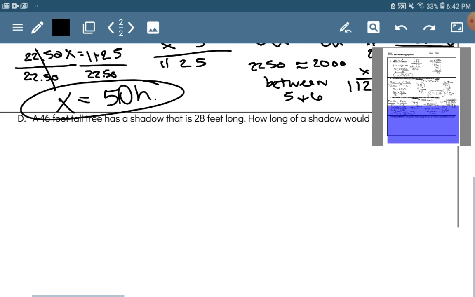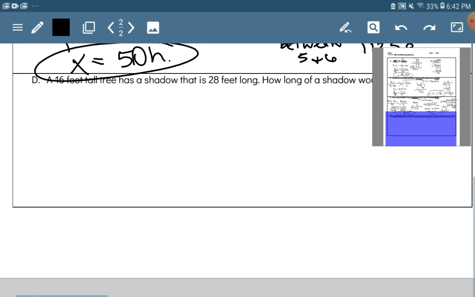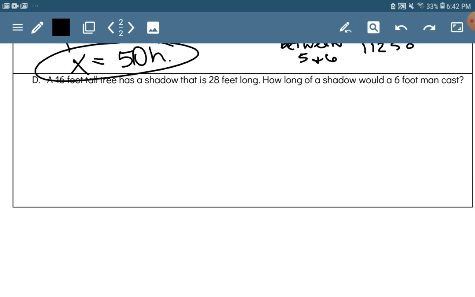Our final example here. If you can, I would try setting this up on your own and then checking it with your teacher. But it says a 16-foot tall tree has a shadow that is 28 feet long. How long of a shadow would a 6-foot man cast? So again, I'm asking how long, but this time it's not talking about time. It's talking about how long the shadow is. So X is the length of shadow.